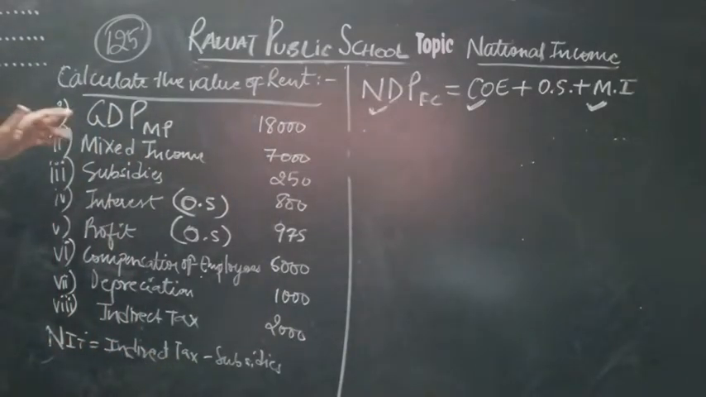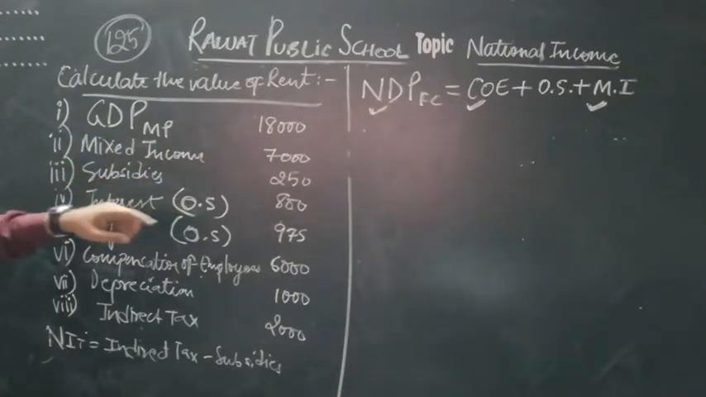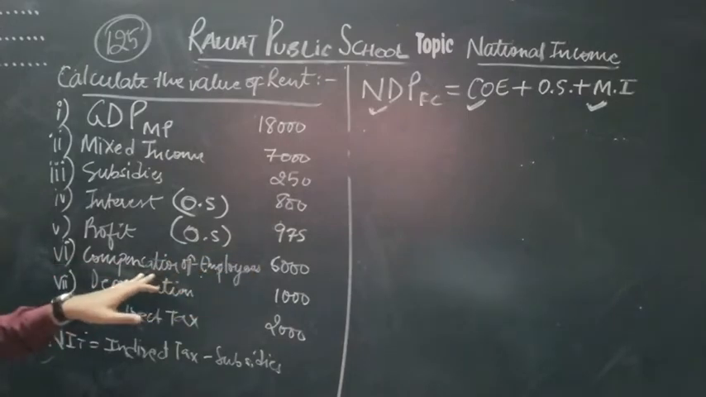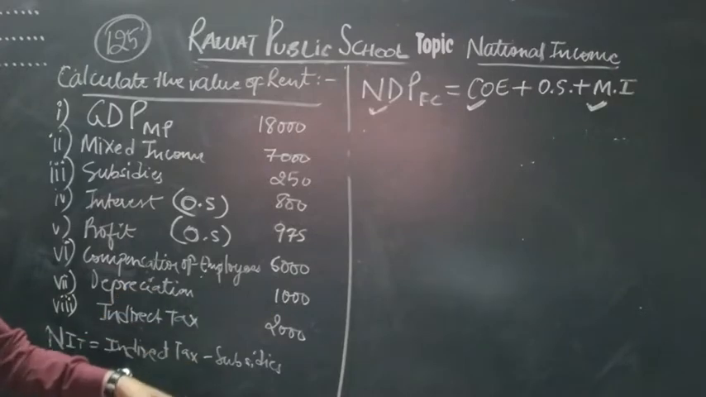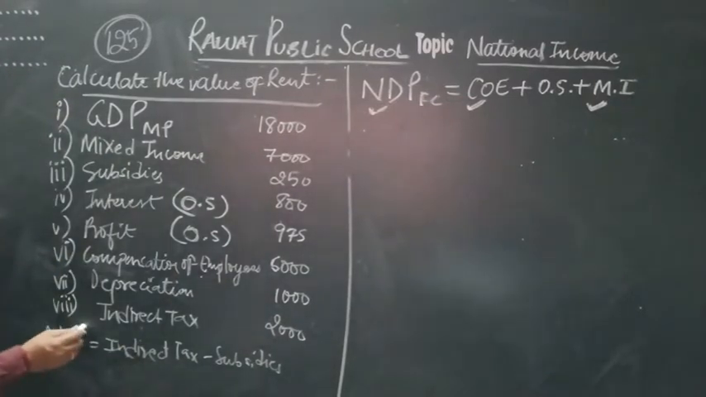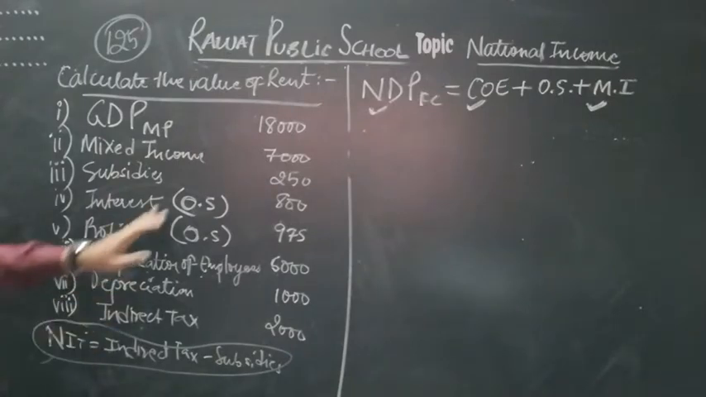Information available to you is GDP at MP 18,000, mixed income 7,000, subsidies 250, interest 800, profit 975, COE, compensation of employees, 6,000, depreciation 1,000, indirect taxes 2,000. This whole information is available to us. This part is not available to us; I have written this for your benefit, as a hint. This part is also not available in the question; this also I have written as a hint.